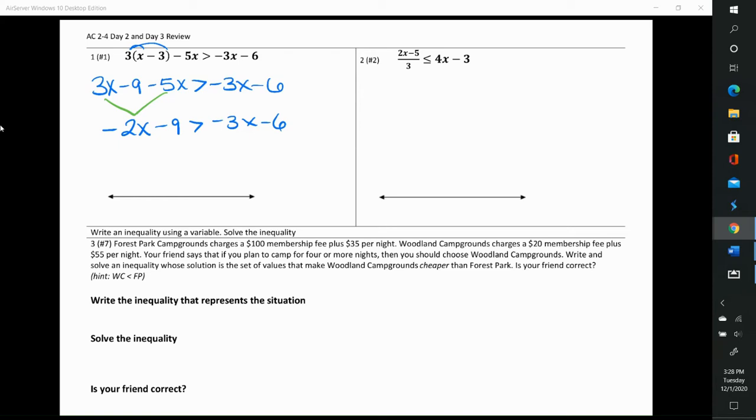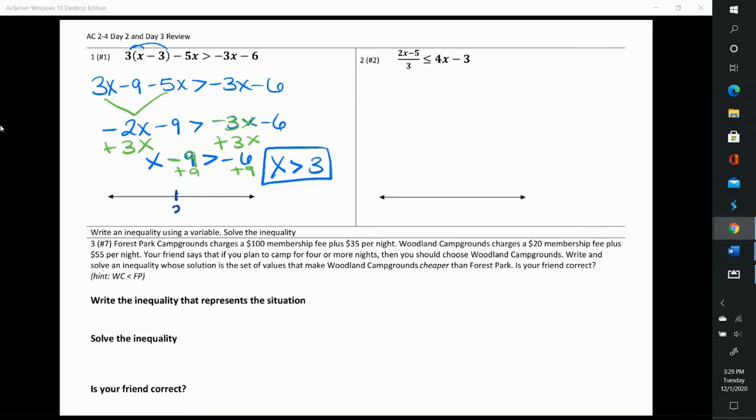And now we want to get variables to one side and then constants, those numbers without variables, to the right side. This will make it easier to graph in the end. So right now, this negative 3x, it's negative, so I'm going to add it to both sides to move it over. Negative 2x plus 3x is x, or 1x. And now this minus 9, I'm going to add it to both sides to finish solving. Negative 6 plus 9 is 3, so our solution is x is greater than 3.